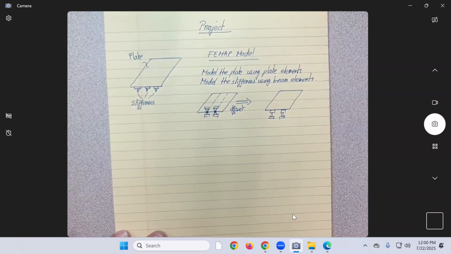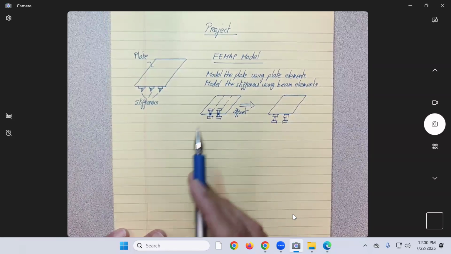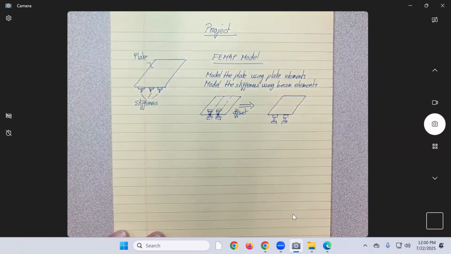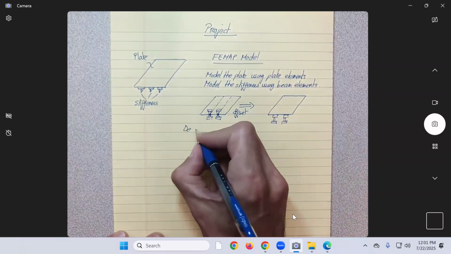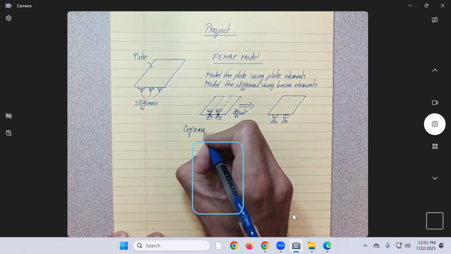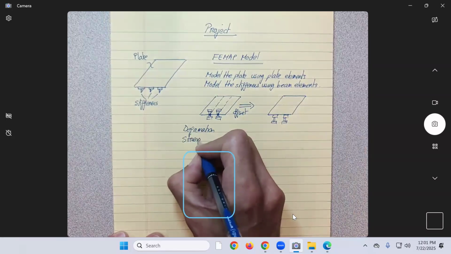Then, what have we been doing all the time? We have been comparing analytical to FEMAP. So this will be the way to obtain the FEMAP model, and then you get the results. I don't know if they talk about stresses, deformation, and you need to find the stresses at some locations.